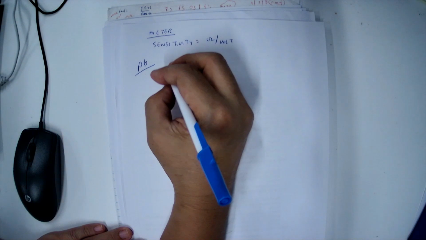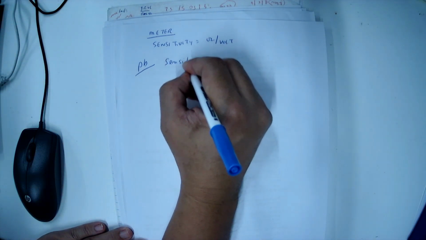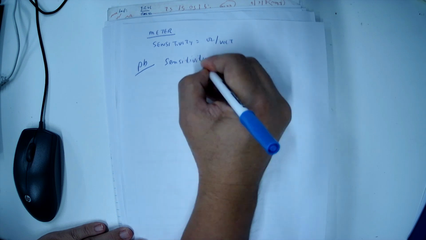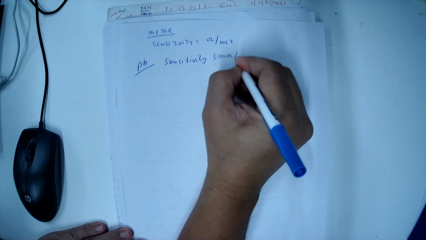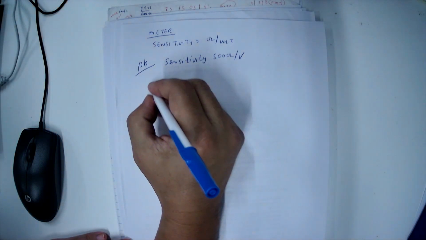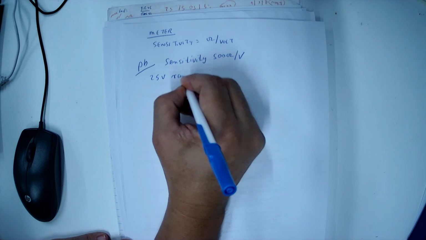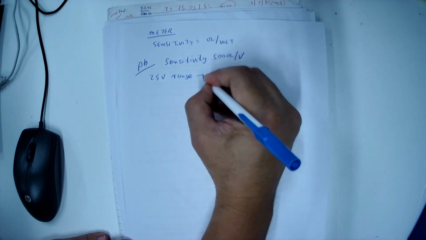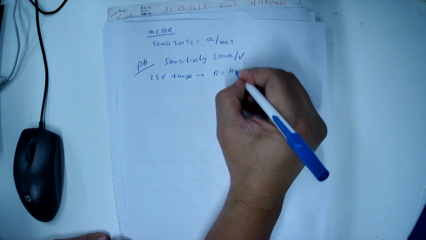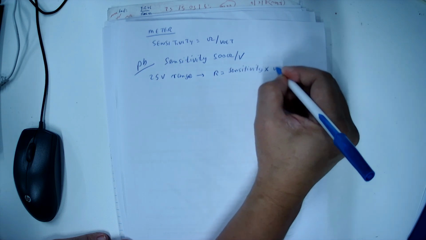Sensitivity is given as 500 ohm per volt. That's what we call the sensitivity, 500 ohm per volt. We have to calculate, to measure the 25 volt range, how much resistance? In this case, we have to find the resistance: sensitivity multiplied with voltage.